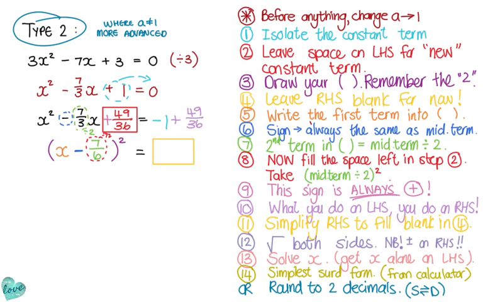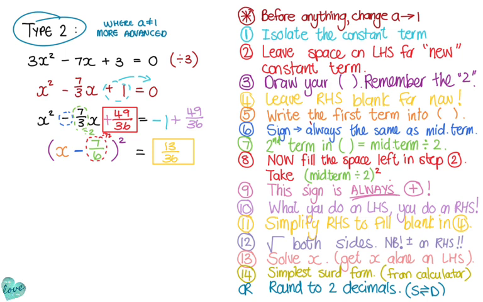And now again, calculator work. This -1 plus 49 over 36. Type that in and we get 13 over 36. See? Nothing to be scared about.